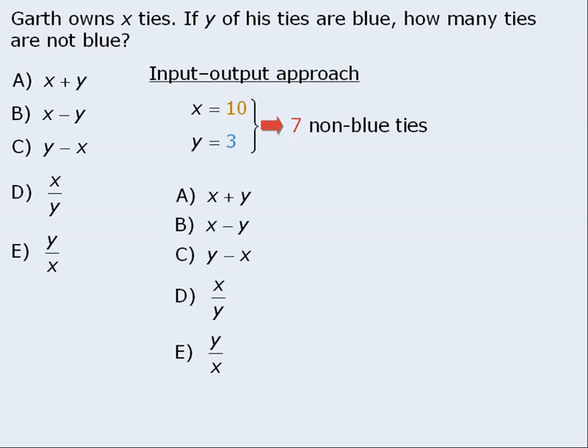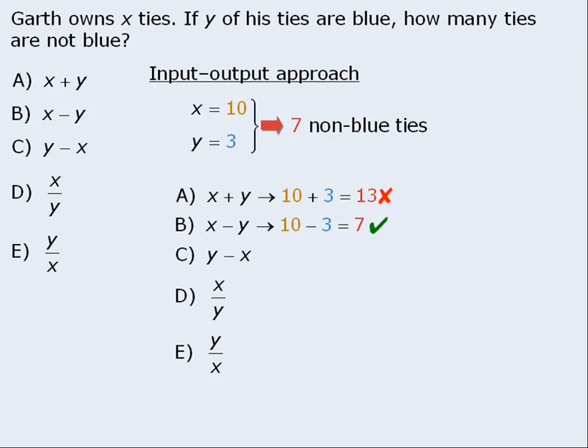So beginning with answer choice A, we can evaluate this expression by replacing X with 10 and Y with 3. When we do this, the expression evaluates to be 13. In other words, when we input X equals 10 and Y equals 3, the output is 13 non-blue ties. Since we already determined that the required output must be 7 non-blue ties when X equals 10 and Y equals 3, answer choice A is not the correct answer. Now let's try answer choice B. Here, when we let X equal 10 and Y equal 3, the output is 7, which is the same as the required output we already calculated.